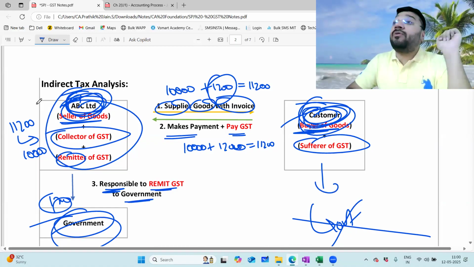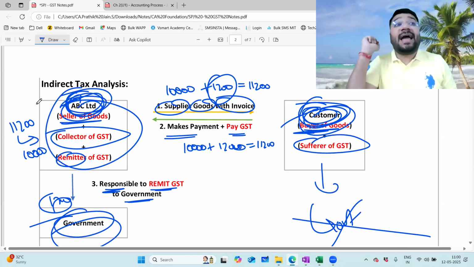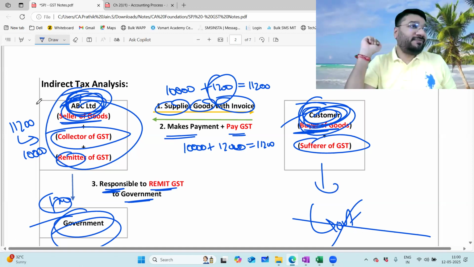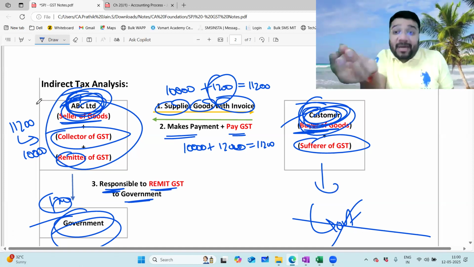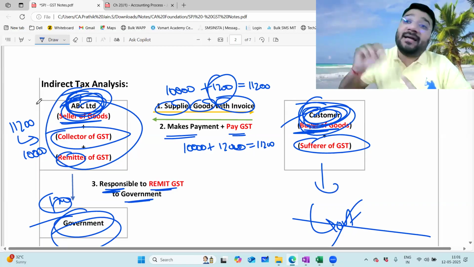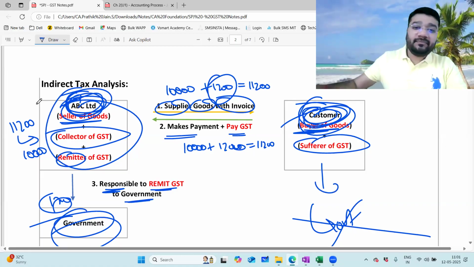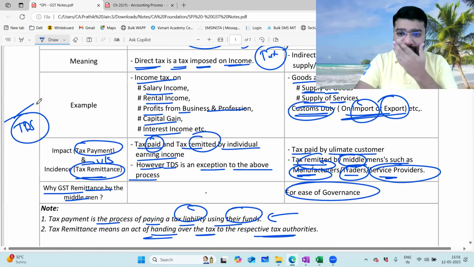Ultimately, GST goes from whose pocket? Ultimately means what? At last, from whose pocket the tax goes? Customer. Middlemen are the responsible persons to collect the money and pay the money to the government. So who is the taxpayer here? End customer. Who is the tax remitter? All the middlemen are the tax remitters. Am I clear on this point?